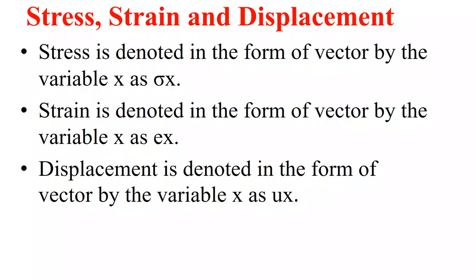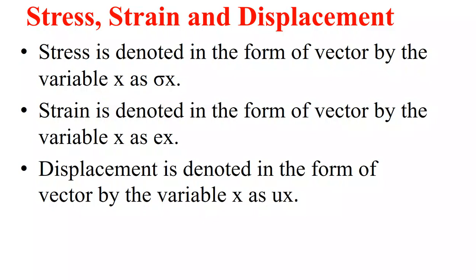Stress is denoted in vector form by the variable in the x direction as sigma x, because here we consider only one dimension, horizontal along the x-axis. So that's why we take it as sigma x. Strain is denoted in vector form by the variable in x as epsilon x. The stress will be in the x direction, so correspondingly the strain will also be in the x direction only.